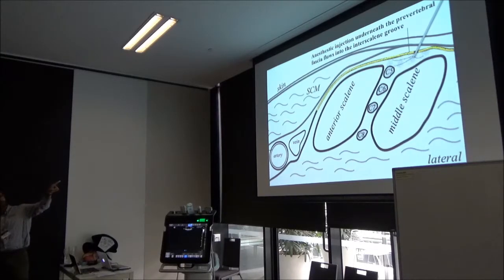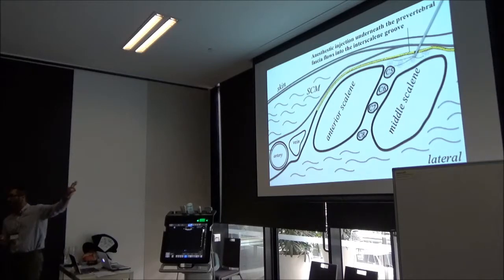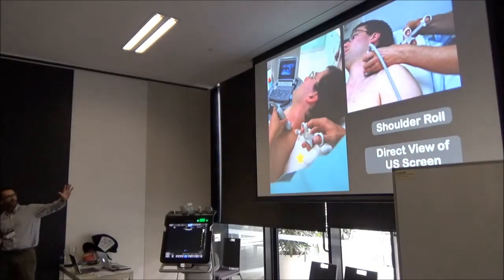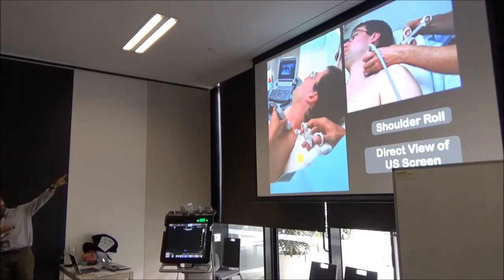So here is that prevertebral fascia, and the goal is to pop underneath it and dump in some anesthetic. Again, same idea, you roll the patient over. I put a shoulder roll underneath here to get a nice view. Machine's contralateral.